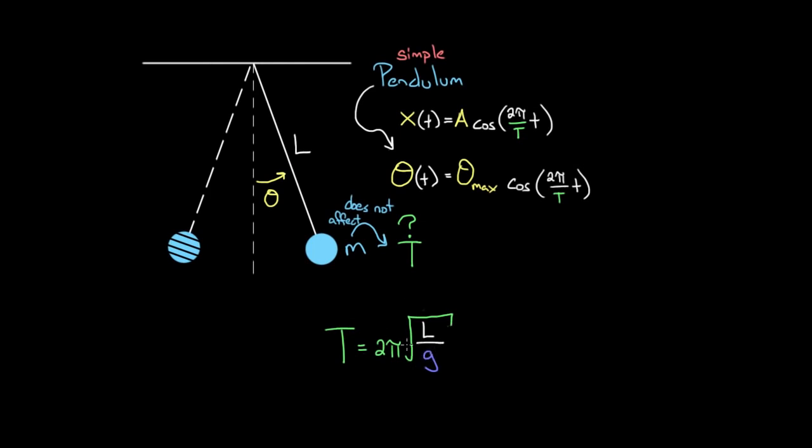So why is this the formula? Well, the 2 pi is just a constant. You get a square root. L is on top. That means if you increase the length of this string, you're going to get a greater period. So increasing the length should increase the period.